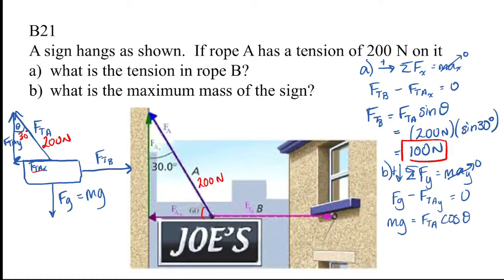And then we're looking for m. So what do we do here? We divide both sides by g. That's what we've got to do. I'm not going to show that step because I'm running out of room.